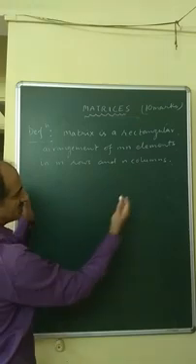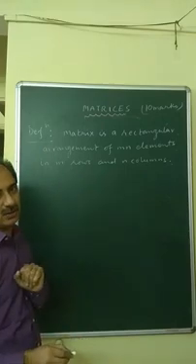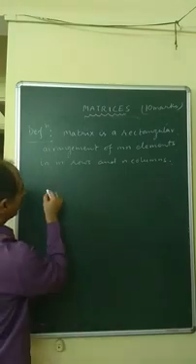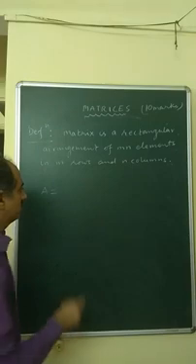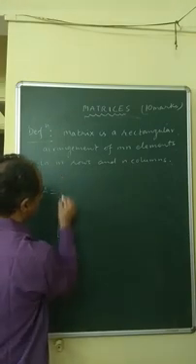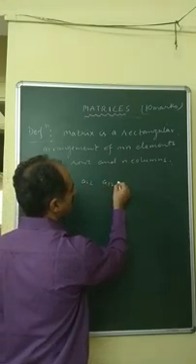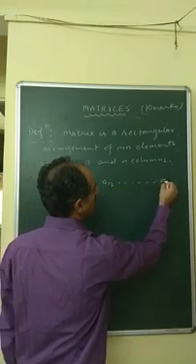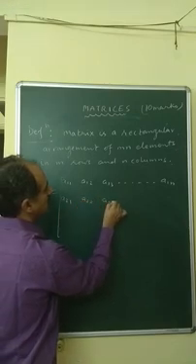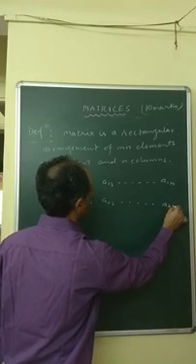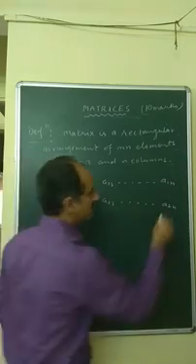So what is the general form of a matrix? We represent a matrix by capital letters of the English alphabet. If we take a matrix A, which consists of m rows and n columns, that matrix can be written as a11, a12, a13, and so on, a1n, then a21, a22, a23, a2n. This is the first row, this is the second row.